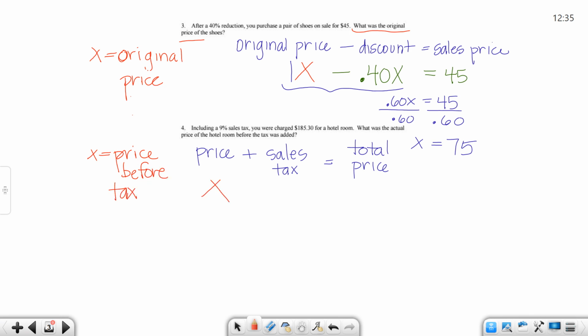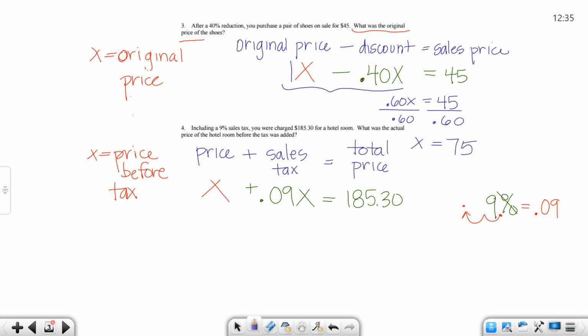So the price before tax would be this part of the equation. Your sales tax in this problem was 9%. Remember, changing 9% to a decimal, I move it over 2 places, so that would be 0.09. So this would be 0.09 right here. Remember, percent is part of a whole, so you have to put your X there, and we would get 185.30 for the total price. So that's how we would set this one up.